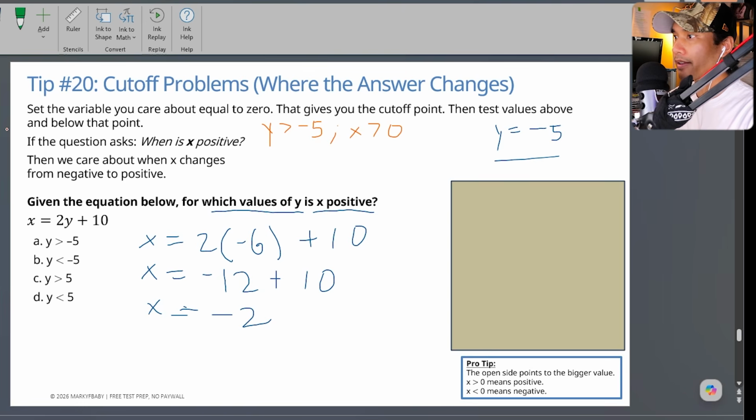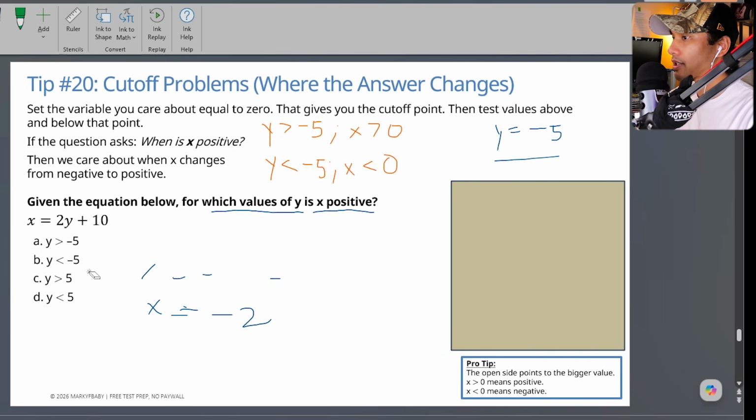So I will write down what we've figured out. When we choose values less than -5, again, which is our cutoff, we get negative values of x. So what is the question asking? For which values of y is x positive? It's asking positive, and it's the first answer. When the y values are greater than -5, x is positive, what we found out. So we choose it right here.